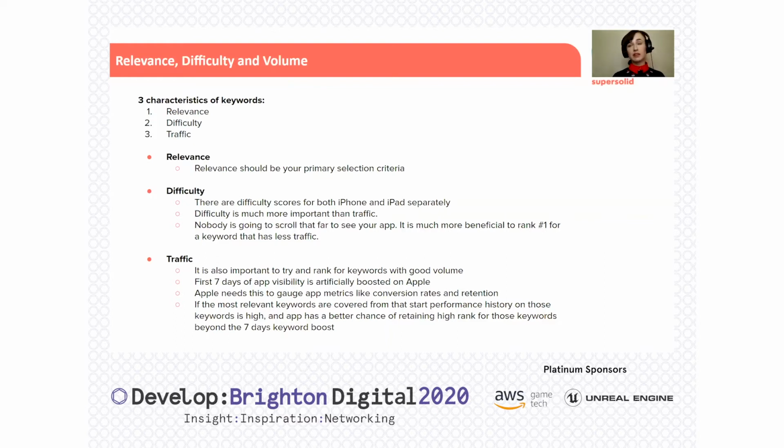Additionally, apparently in the first 7 days of your app, your visibility is actually artificially boosted by Apple because they want to see how your app performs for certain keywords. So you do want to put your most relevant and important keywords into your app from the very beginning to try and rank for them during the 7-day boost.